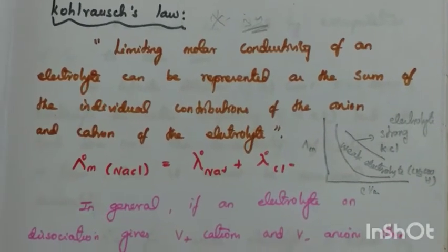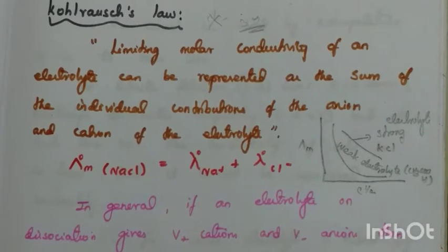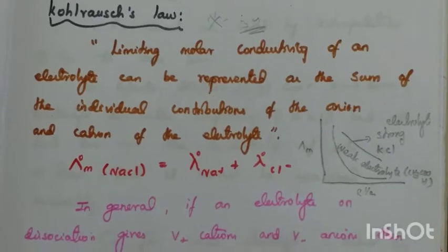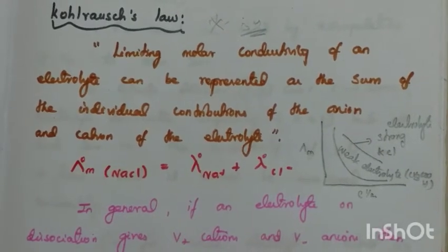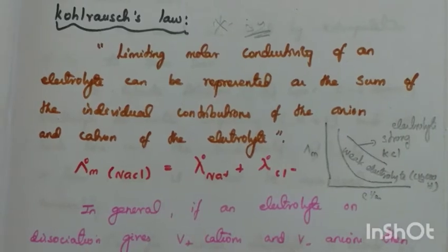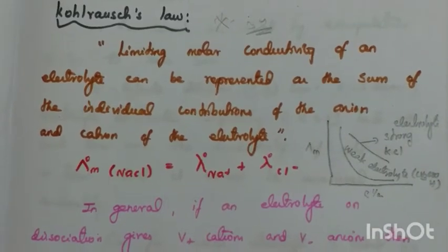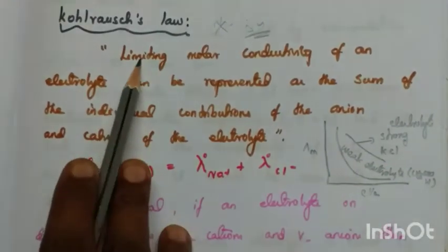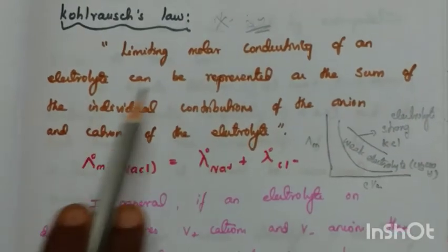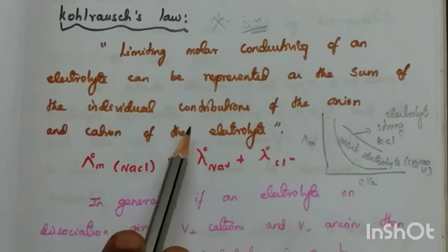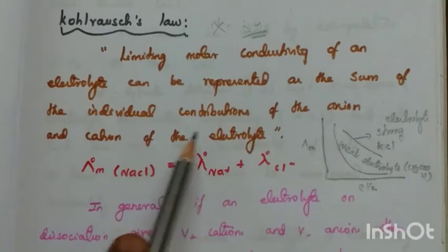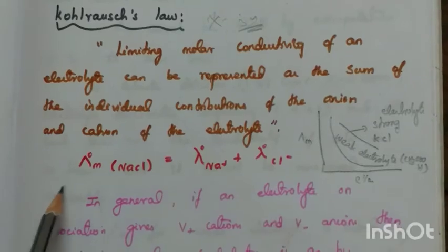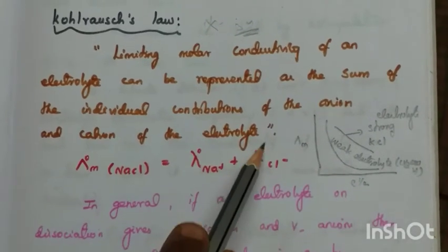Each ion's movement carries the current, so its participation is important. Each ion has a tendency to produce current due to the movement of ions, and that sum is equivalent to the total molar conductivity. The limiting molar conductivity of an electrolyte can be represented as the sum of individual contributions of anion and cation. For example, for NaCl solution, this is the total lambda, the individual cation Na plus, and the individual anion.